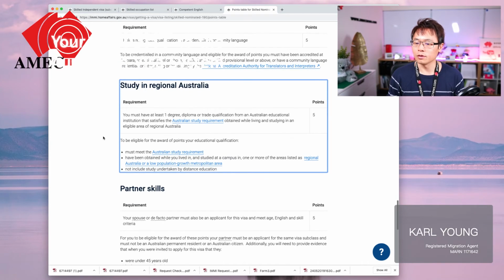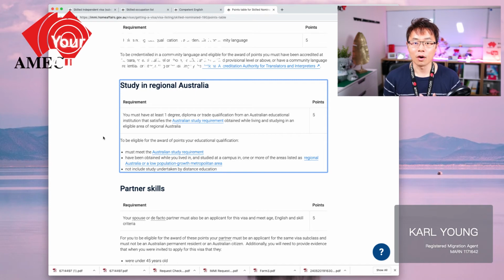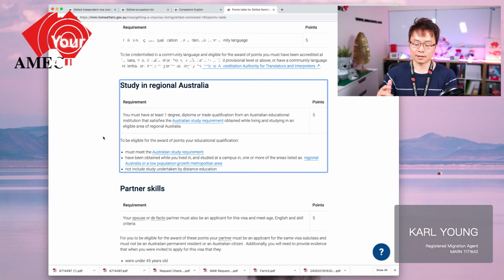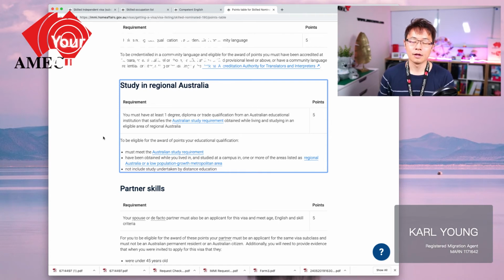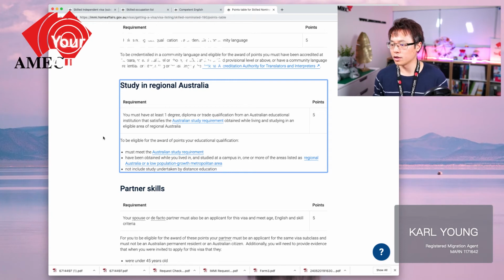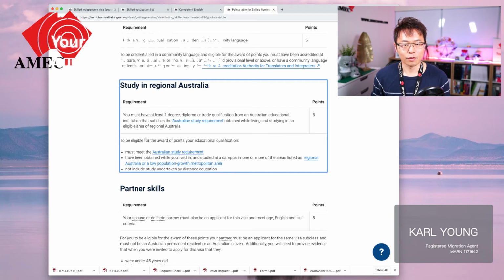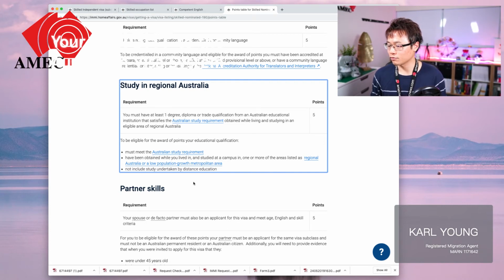Now, studying regional, again, you have to study in a regional area, which is categorized basically as excluding the major cities. That's Sydney, Melbourne, Gold Coast, Brisbane, and Perth. Anywhere else, I would say 90% they are all regional. So again, studying regional does provide a lot of incentive, and you get that extra 5 points.